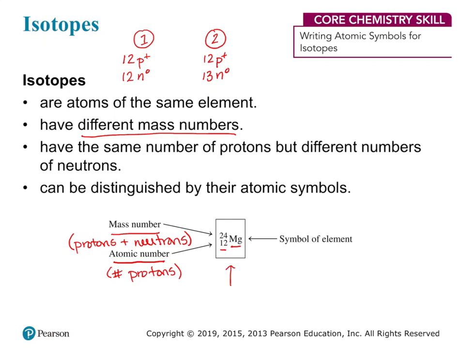Okay. Now also remember we can take the difference between the mass number and the atomic number to figure out how many neutrons we have. Okay, so again, isotopes, this is really key. They have the same number of protons but different numbers of neutrons.